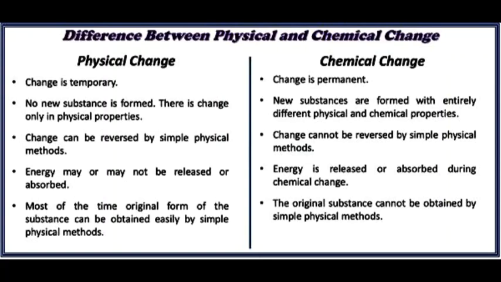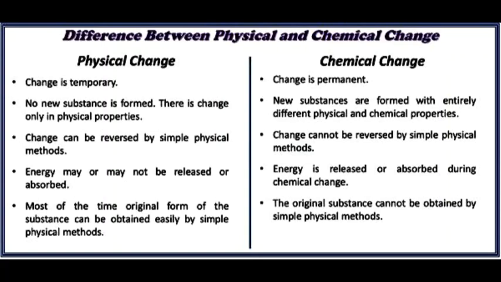The basic differences between physical and chemical change. In physical change, the change is temporary. In fact, physical change is reversible, easily reversible. But the chemical change, the change is usually permanent. It is almost an irreversible process. In physical change, no new substance is formed. There is only change in the physical properties. But in chemical change, new substances are formed with entirely different physical and chemical properties.